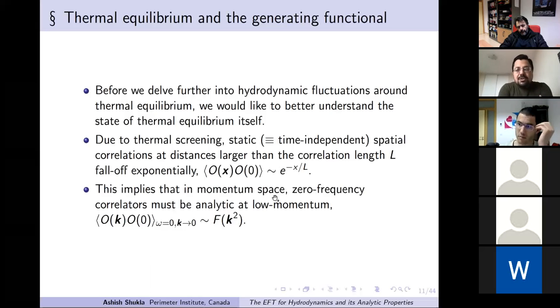So this is a pretty stringent criterion that comes from thermal equilibrium. Right now, I'm just mentioning it here, but as we move on in this talk, we'll realize that this is going to be a major player when I discuss the Schwinger-Keldysh effective field theory.